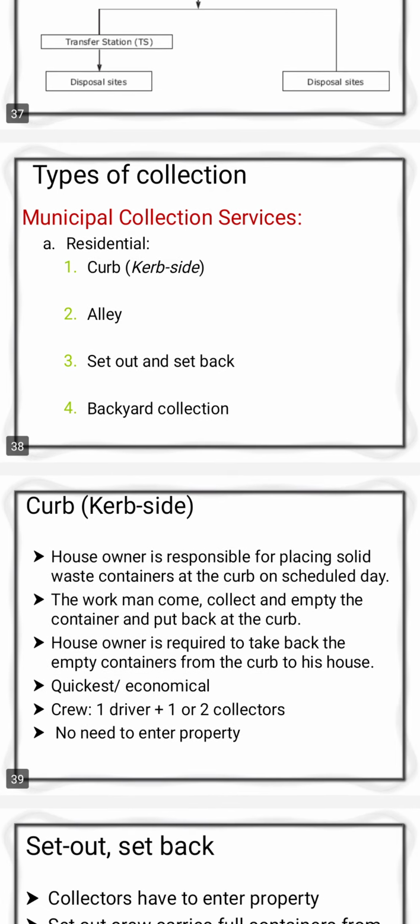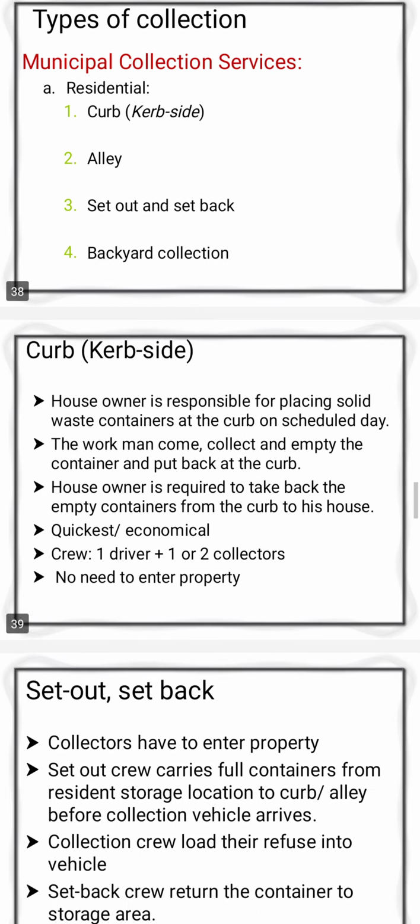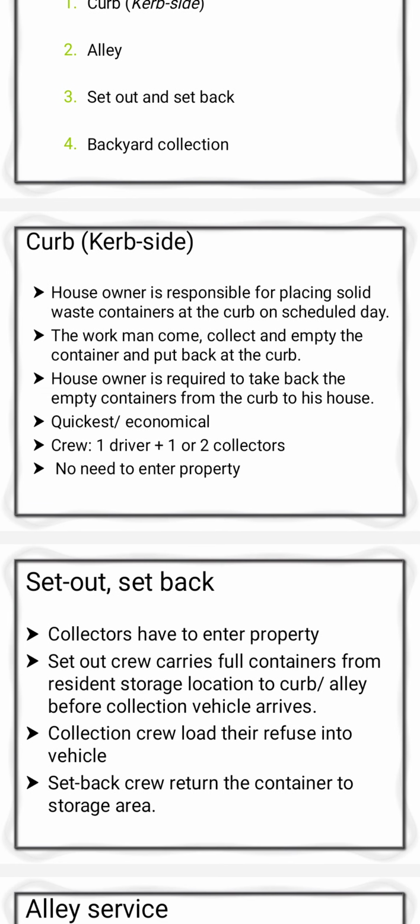In the curb system, the house owner is responsible for placing the solid waste container at the curb on the scheduled day. The workman come, collect and empty the container and put it back at the curb. Then the house owner is required to take back the empty containers from the curb to his house. It's the quickest and economical system, and it requires one driver and one collector, or sometimes two collectors, and no need to enter the property. And what about the set out and setback system? Collectors have to enter the property. The set out crew carries full containers from the resident storage location to the curb, and the collection crew load their refuse into the vehicle, and the setback crew returns the container to the storage area.